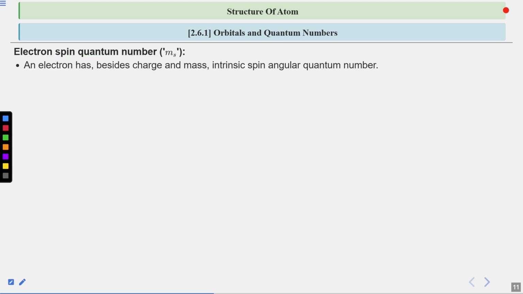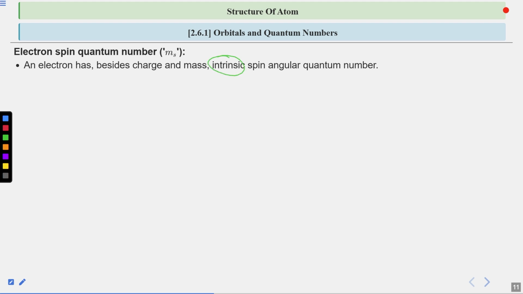So basically, this spin quantum number is associated with the spin of the electron. Now remember students, this spin doesn't mean that your electron is rotating like a top or like a planet on its own axis. So this rotation is something different. It is intrinsic to it. Now what is the meaning of this intrinsic?